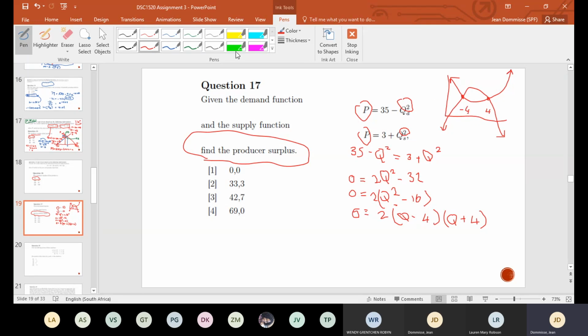So this graph is a bit wrong. How this would have looked in practice is probably more something like that, where that would have been, I assume, the 35, and that would have been probably the 3. So in practice, it would have probably been more something like that. That is 4, that is minus 4, so that we don't get confused with the 3 as well.